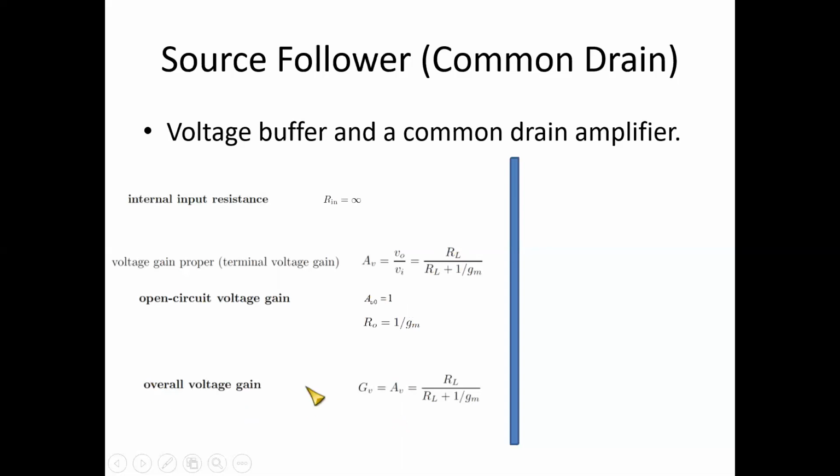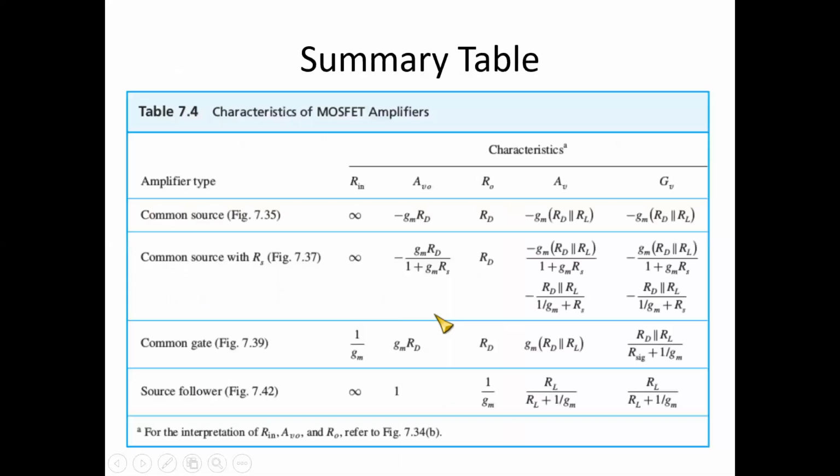Also, the overall voltage gain GV will be equal to AV because Rn is infinite. GV is equal to AV into Rn divided by Rn plus R sig, and in the limiting case, Rn divided by Rn plus R sig will turn out to be equal to 1, and hence GV will be equal to AV, and that will give you RL divided by RL plus 1 by GM, which is mentioned over here.